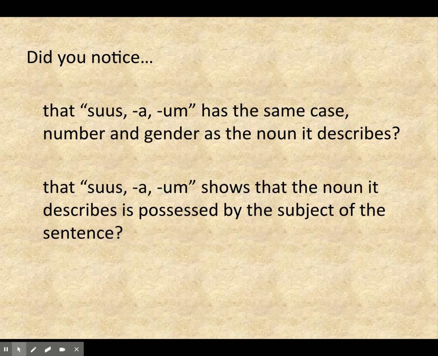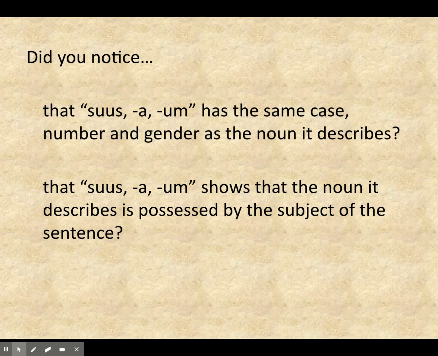Did you notice that suus shows that the noun it describes is possessed by the subject of the sentence? Did you notice that when quis was answered by Davus, cuius was answered by Davi? When it was Maedus, it was Maedi. When it was Julius, it was Julii. The su on suus says, oh, the subject of the sentence owns the item that I agree with.